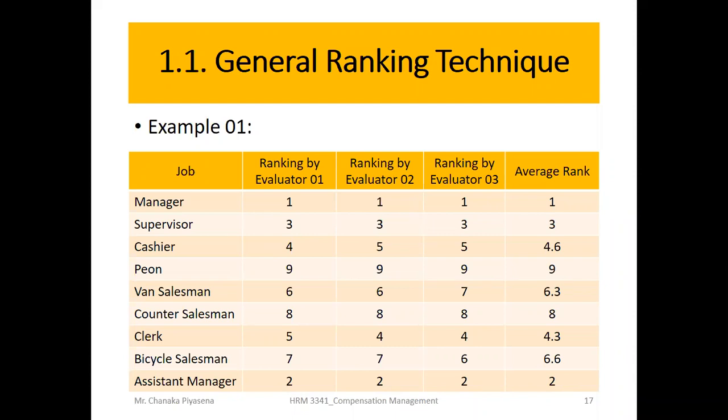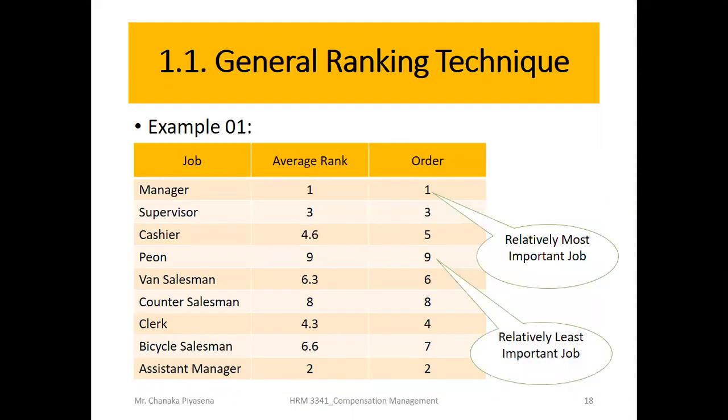6 plus 6 plus 7 divided by 3, the answer is 6.3. 8 plus 8 plus 8 divided by 3, the answer is 8. I think it is very clear. By calculating the average rank, we can identify the order, the final rank.